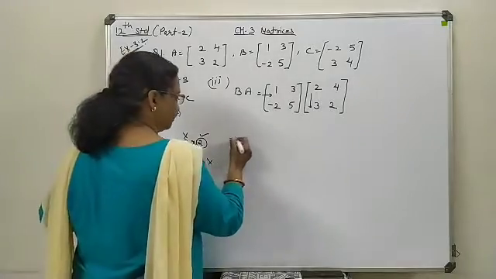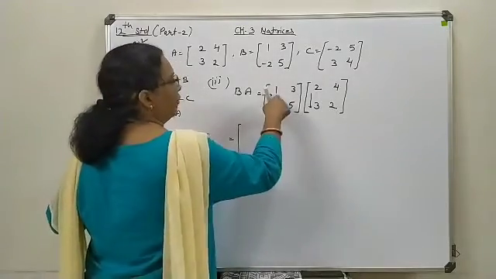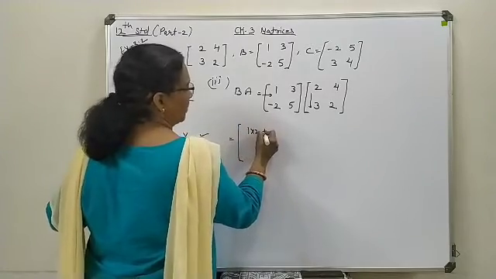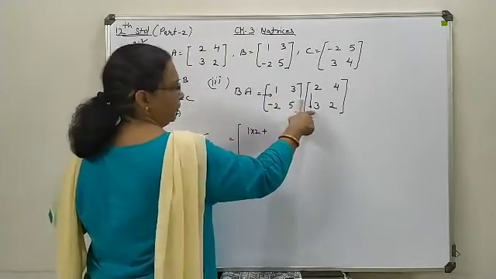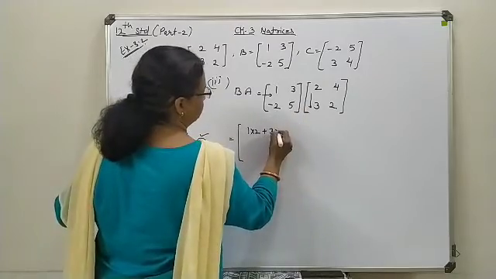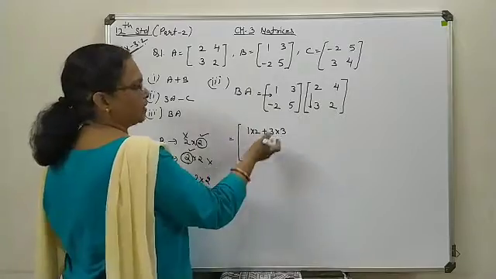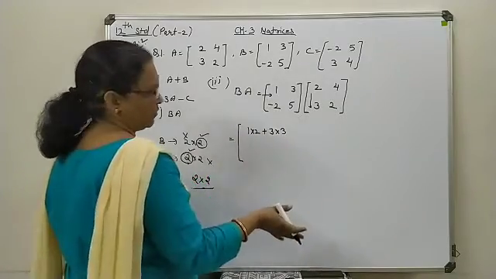So first of all, 1 multiplied with this 2. Plus is compulsory in between. 3 multiplied with this 3. Here everything we are writing, you can write this product directly. Even the sum also you can write after the first step.